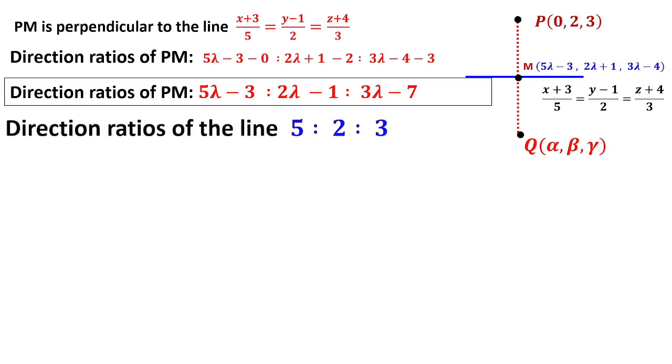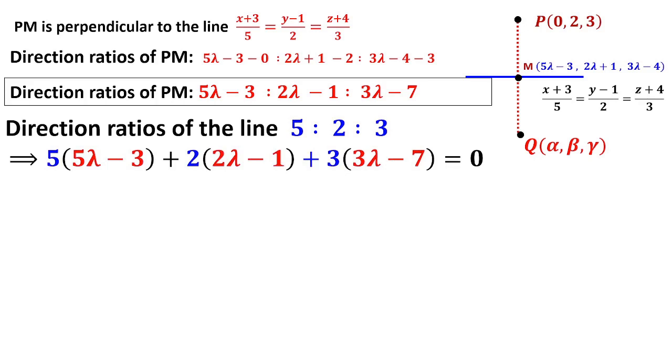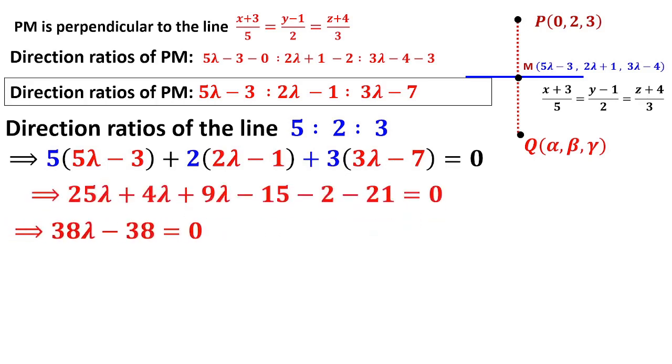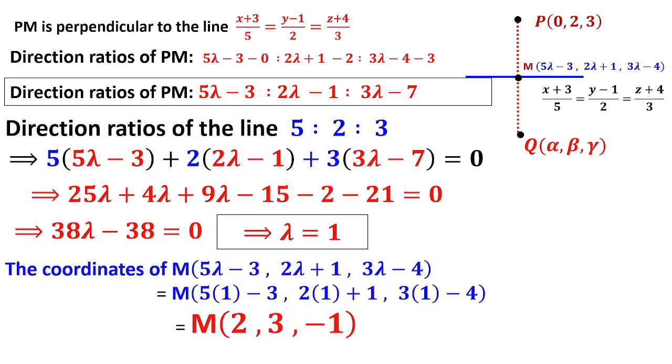Now the direction ratios of the given line are 5, 2, 3, which are in the denominators. Be careful, take them after converting into standard form. Now they are perpendicular, therefore you know the formula a1 a2 plus b1 b2 plus c1 c2 is equal to 0. I am getting the value of lambda as 1. By putting lambda equal to 1 in the coordinate of M, I got the coordinate as 2, 3, minus 1. Now this is the condition to find the foot of the perpendicular. I have found the foot of the perpendicular as 2, 3, minus 1.